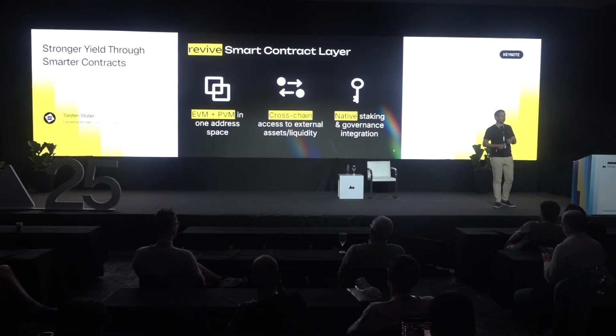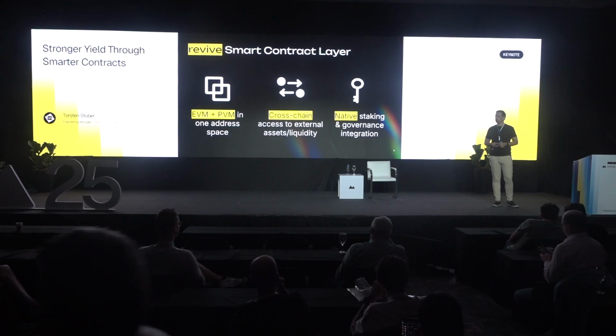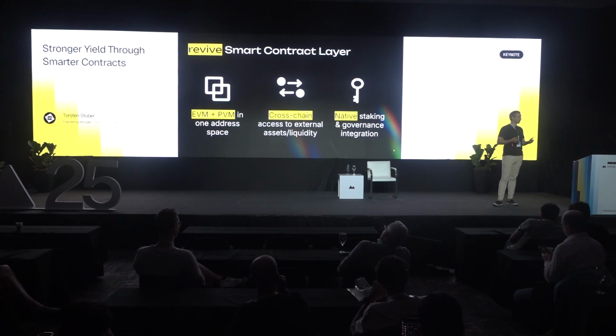Another property is that Revive gives direct access to primitives that allow you to access assets and liquidity on different chains without any complex wrapper or bridge logic. And finally, native staking in Polkadot and native governance is directly integrated in Revive. That means that if you build a protocol that needs to interact with staking yields, you can do this without any complexities and without any bridging logic, totally synchronously.